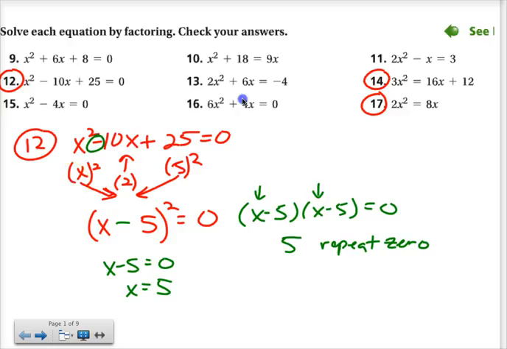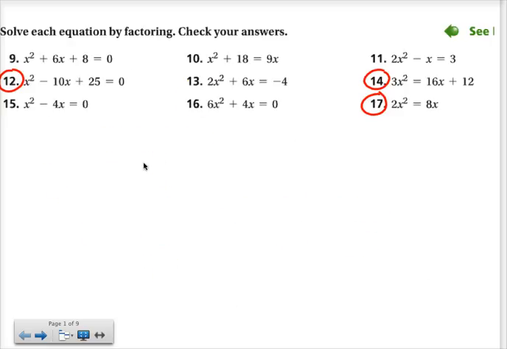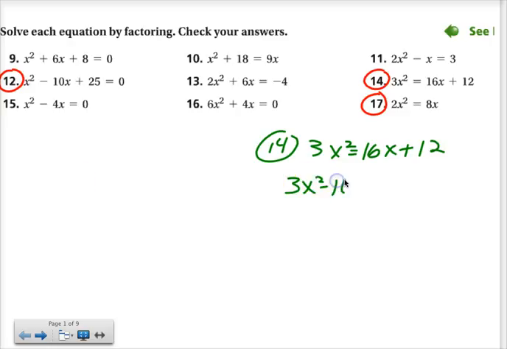The next one on the list of frequently asked questions would be number 14. And we have 3x squared equals 16x plus 12. To solve, we're finding the zeros. It means we need to have a 0 on one side. So the first thing I'm going to do is move everything over to one side, like so. Now the reason that I moved everything over to the left was because I want to keep my a term, ax squared, I want to keep that coefficient positive.